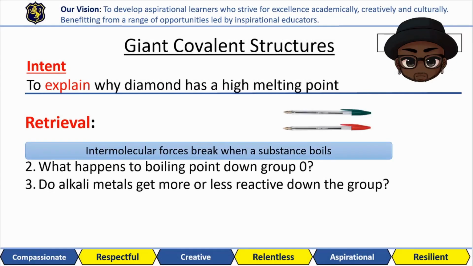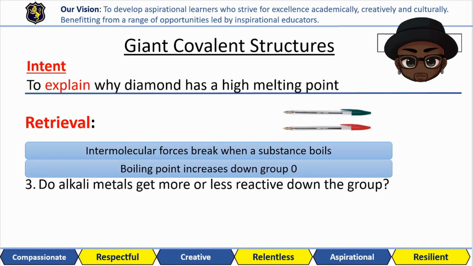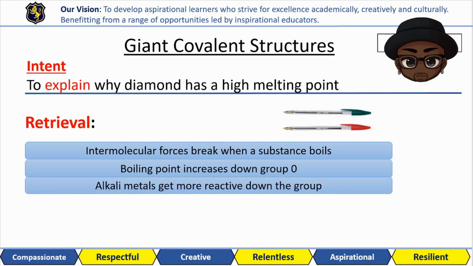Intermolecular forces break when a substance boils and when it melts. The boiling point of group 0 elements increases as you go down the group. Alkali metals get more reactive as you move down the group.